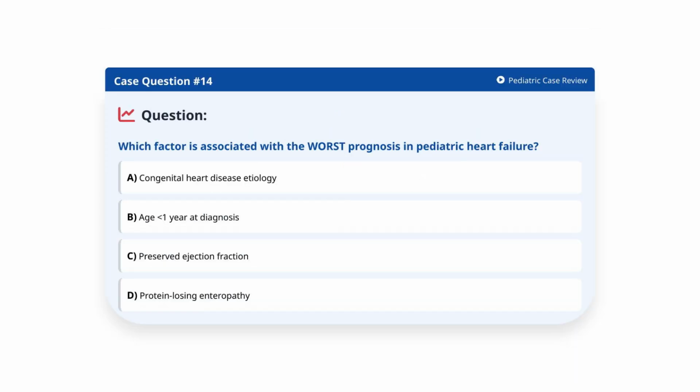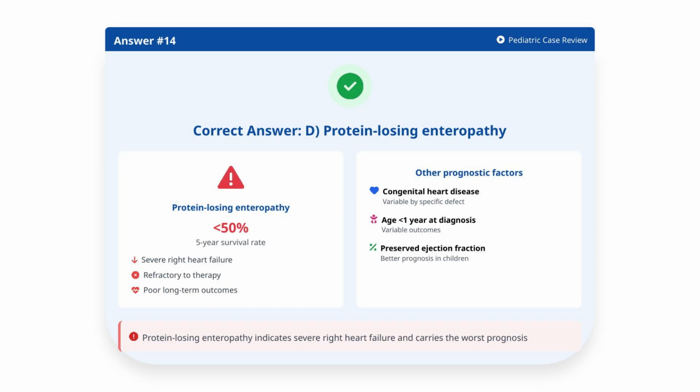Which factor is associated with the worst prognosis in pediatric heart failure? Is it A, congenital heart disease etiology, B, age less than 1 year at diagnosis, C, preserved ejection fraction, or D, protein-losing enteropathy? Consider the factors that influence long-term outcomes. The correct answer is D, protein-losing enteropathy.